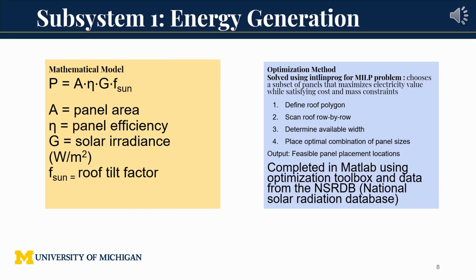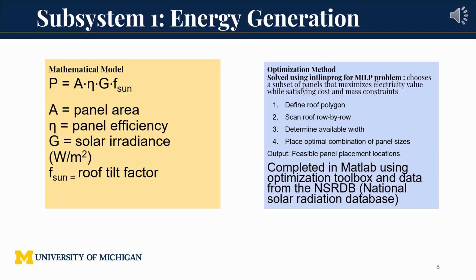The power generated by a panel is modeled as P equals area times efficiency times solar irradiance times the tilt factor, which accounts for the roof angle relative to the sun. We solve this as a mixed integer linear programming problem using MATLAB's intlinprog function. The goal is to select the best combination of panels that maximizes electricity value while satisfying cost and mass constraints.